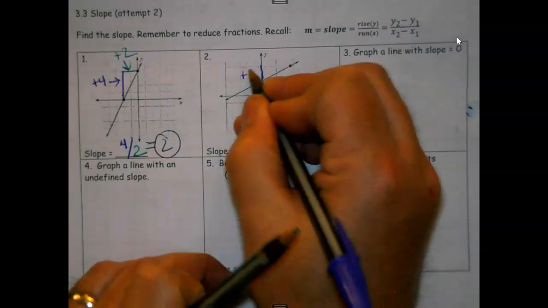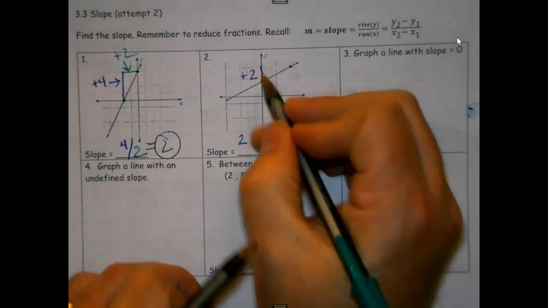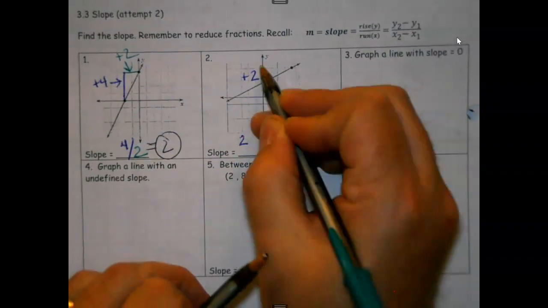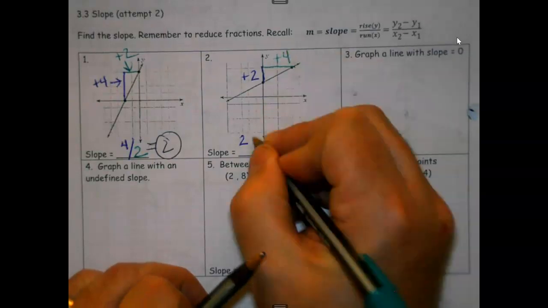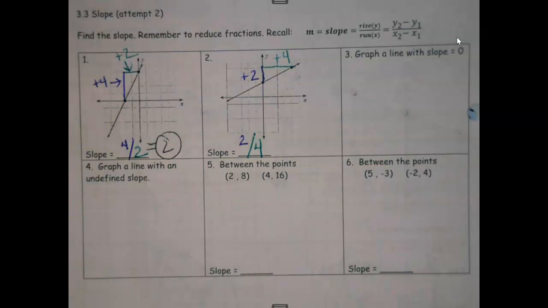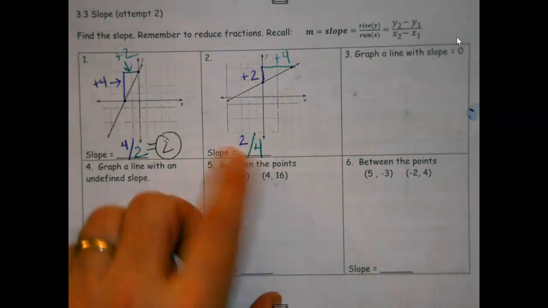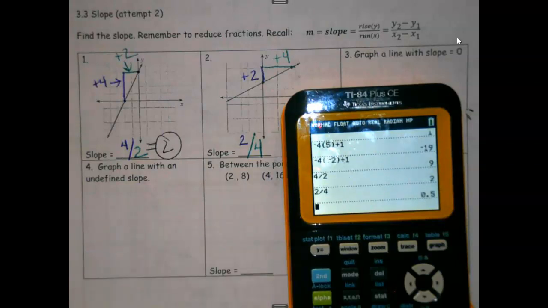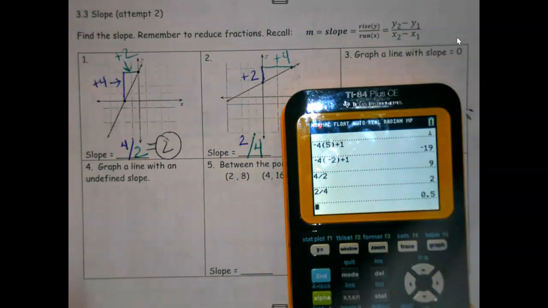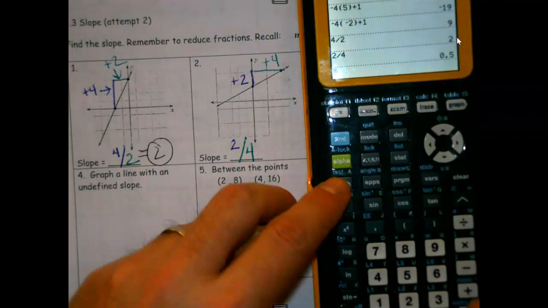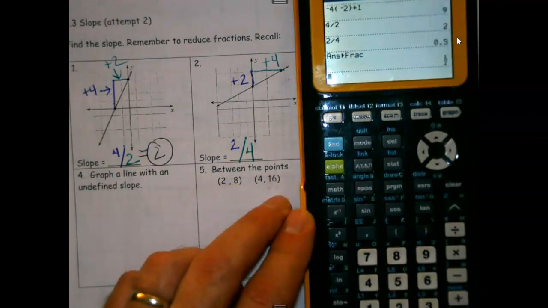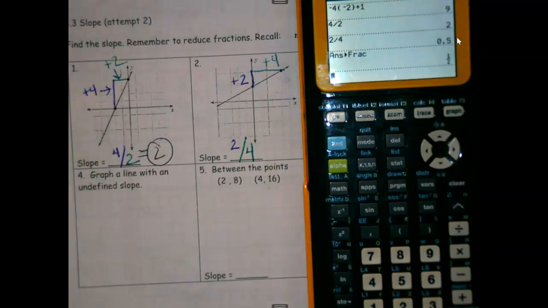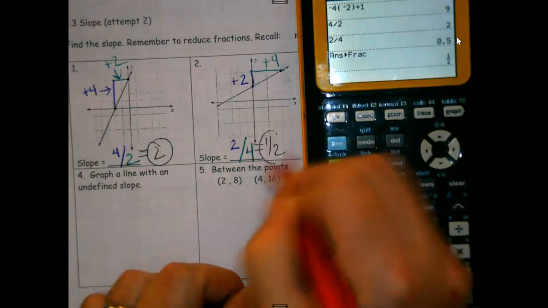Up 2, positive, right, 1, 2, 3, 4. Now be careful here. You're like, wait, that's the same as the last one. No, it's not. 2 over 4, if I go to my calculator, is 0.5. Again, don't go to decimals. We don't use decimals on slope. This is where, again, we did the notes: there's the math button, and enter twice, and it will give you the reduced form of the fraction. And we've got an answer.